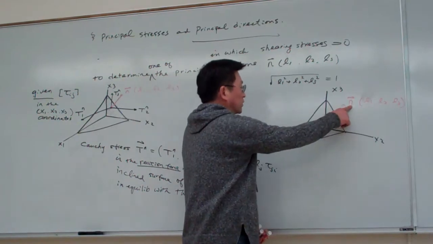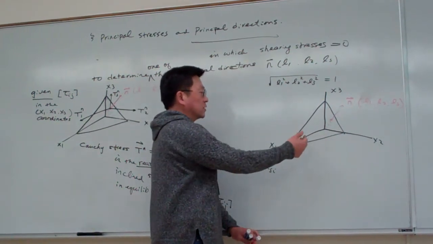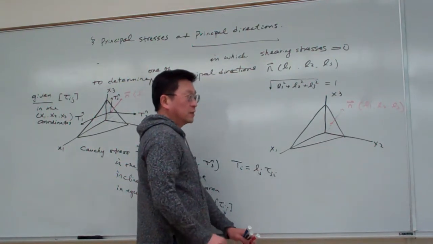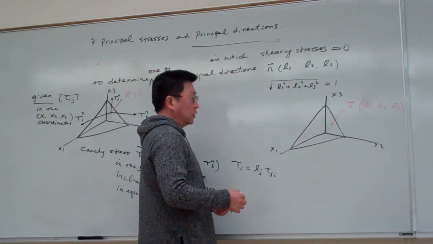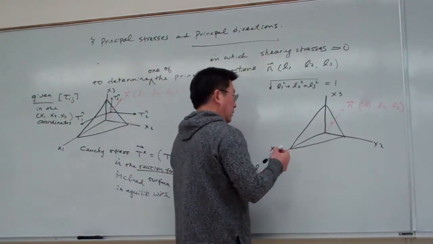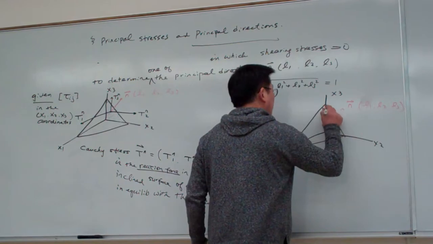In such a particular inclined plane, if n is one of the principal directions, that means in any plane normal to such a particular n, there's no shear stress. So let me draw the distribution of the stress on this inclined plane. In this inclined plane, let me highlight here.